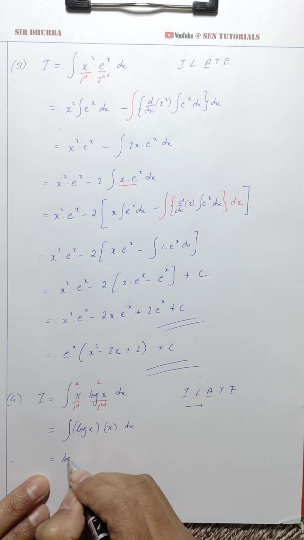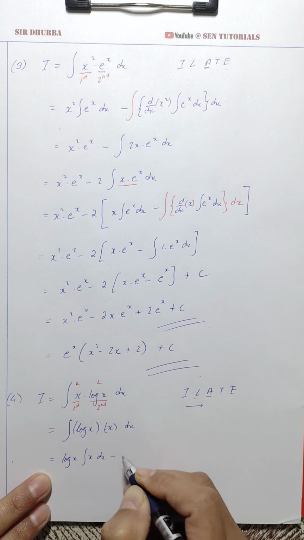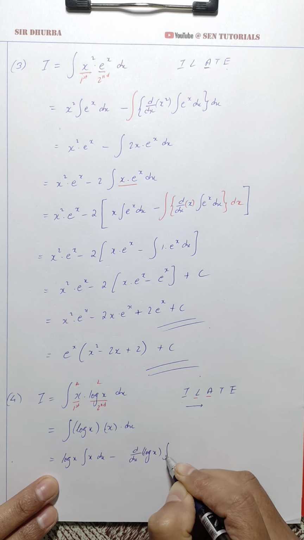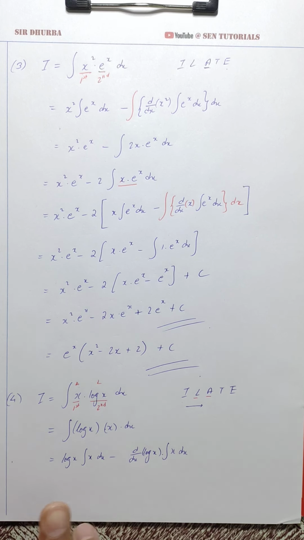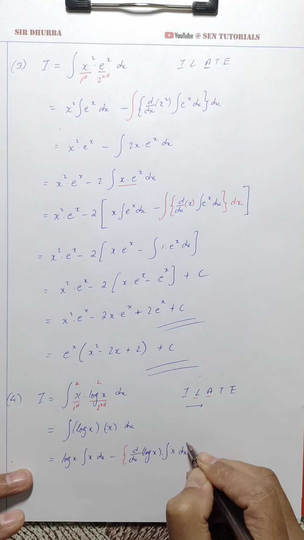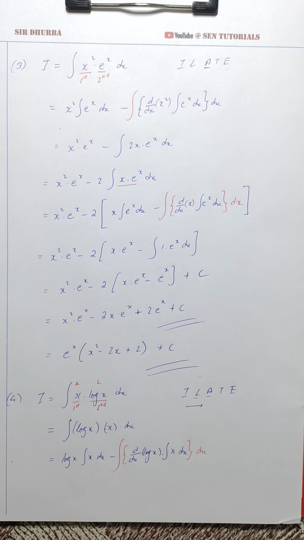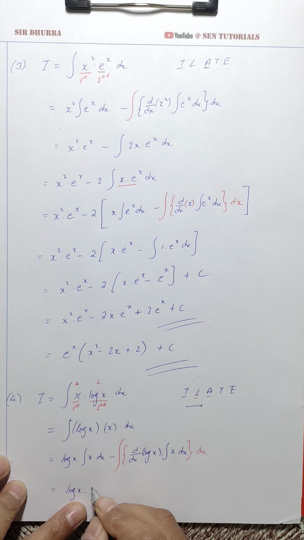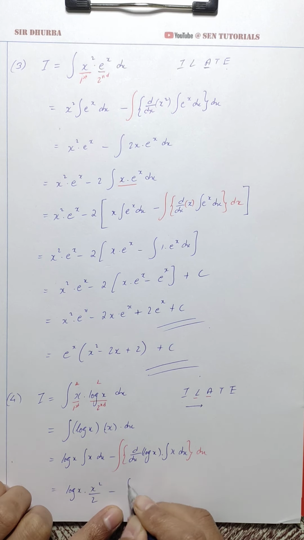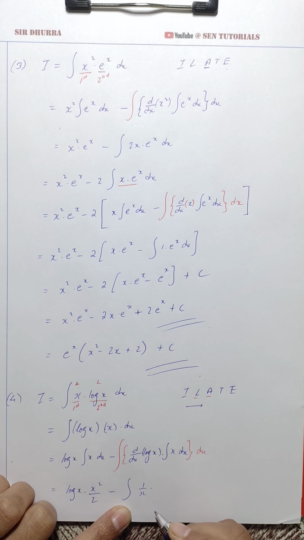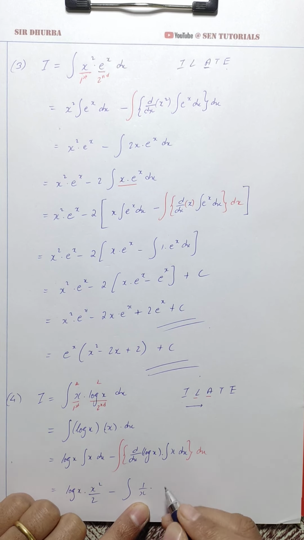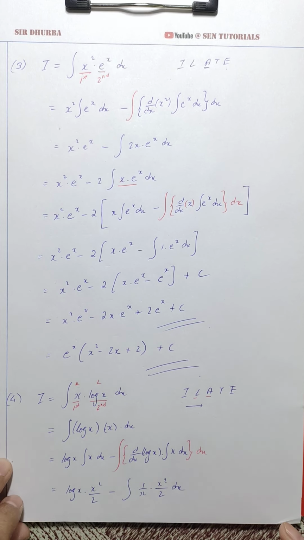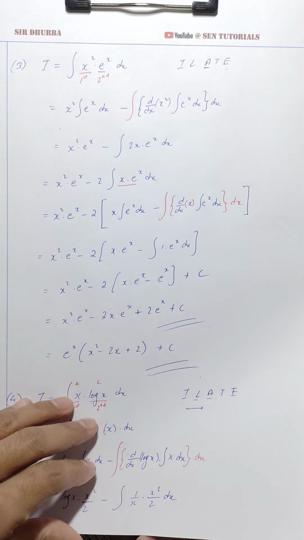So now, first function, integration of second function minus derivative of first function into integral of second function, its whole integral. So that's going to be log x into integration of x, that's going to be x squared by 2, minus integration of log x is 1 by x, I'm in differentiation, sorry, and integration of x is x squared by 2 with respect to x. Done. You can pause the video and write down. All right, let's move.